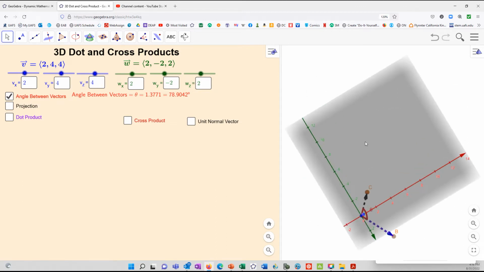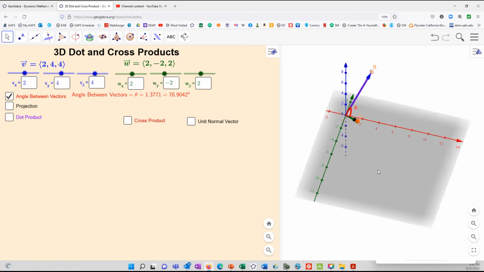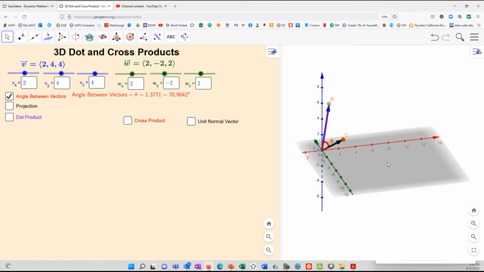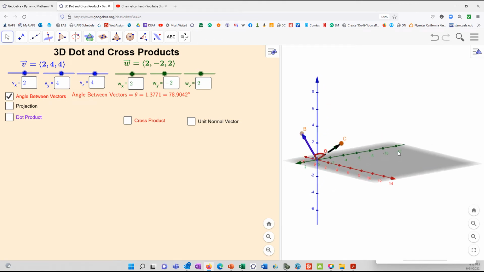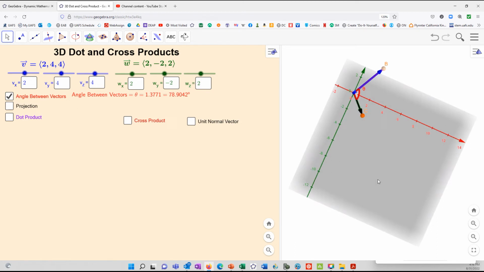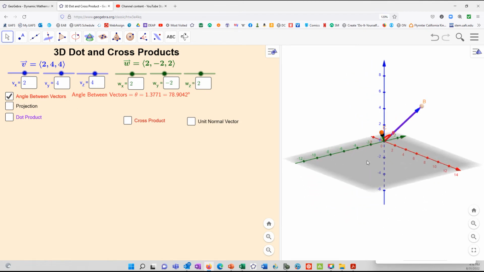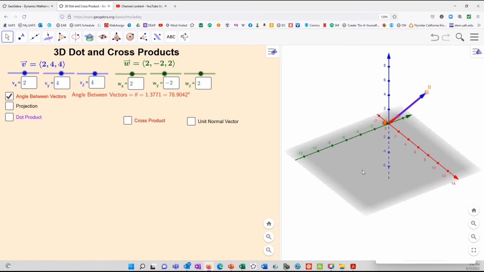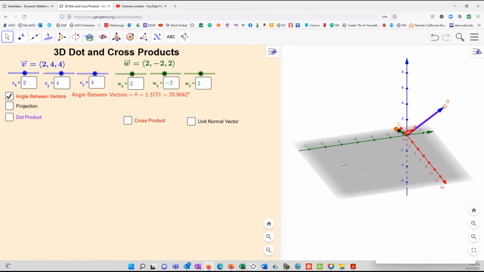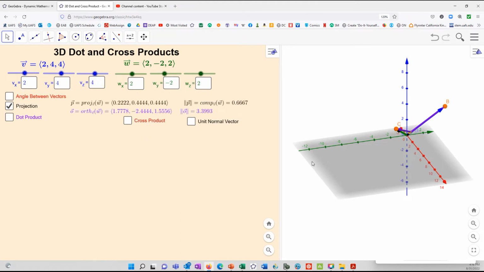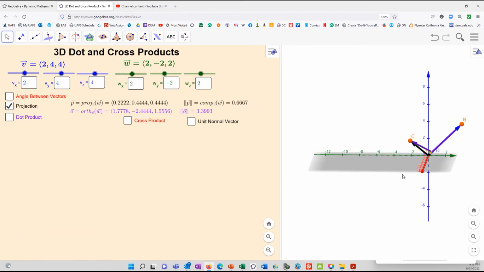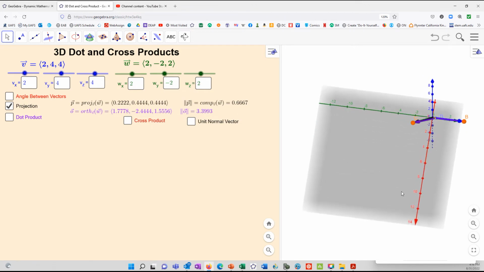Let's see if I can flip this around a little bit. Okay, so there's kind of maybe a more standard view of it. So there we go. Okay. Now we could also look at, let me turn that off, this looks at the projections. So let's see if I can look at it kind of from a different angle.